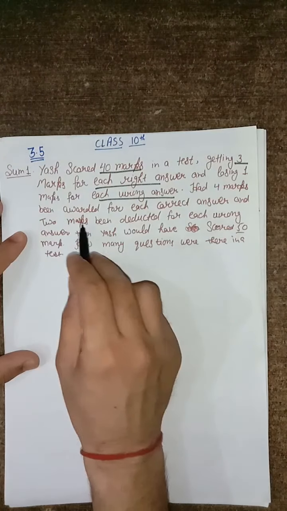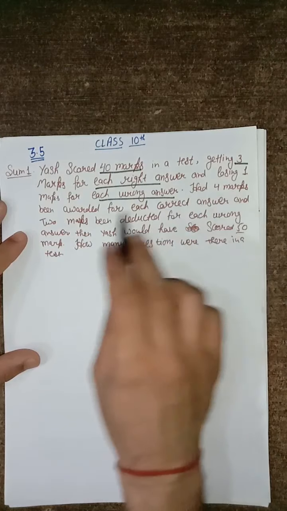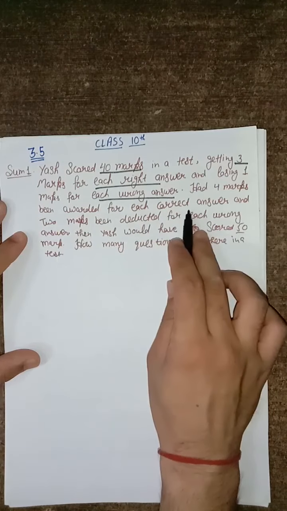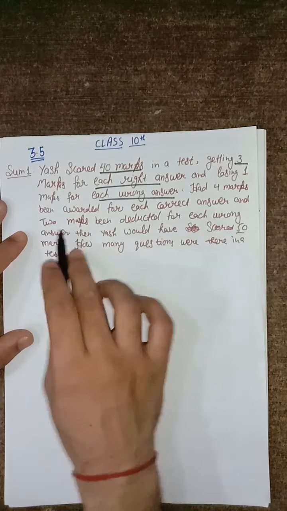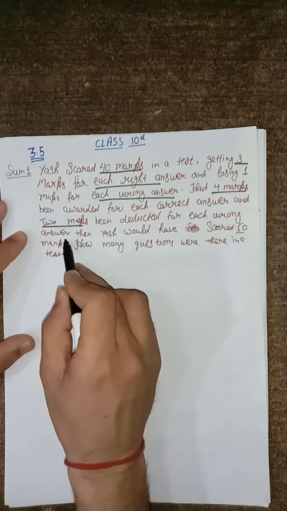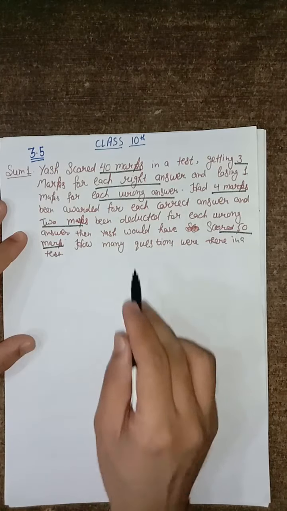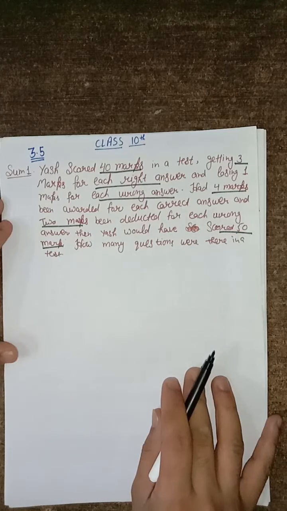Had 4 marks been awarded for each correct answer, and 2 marks deducted for each wrong answer, then Yash would have scored 50 marks. How many questions were there in the test?